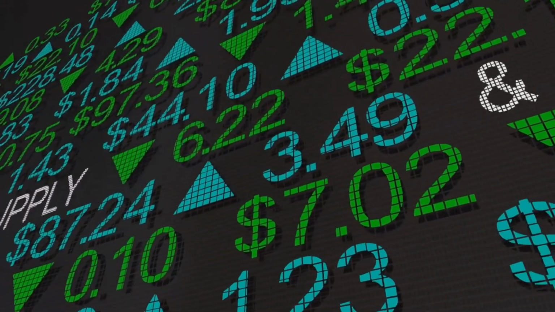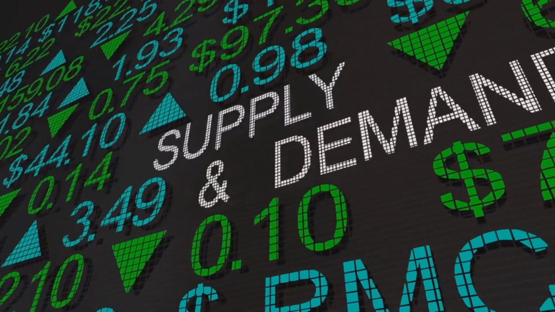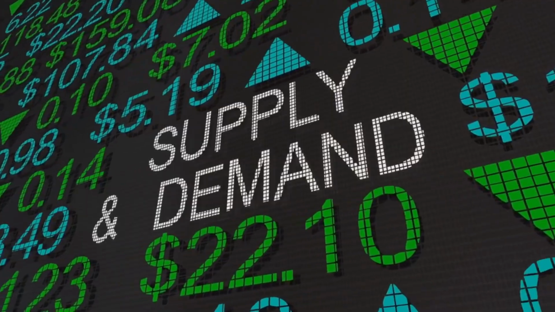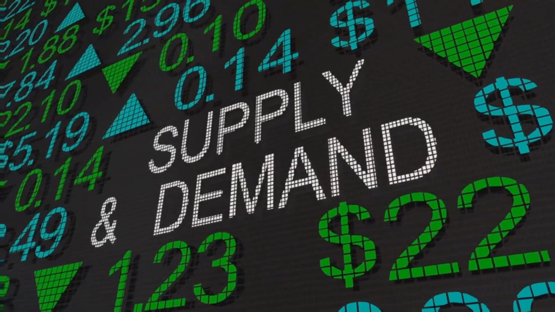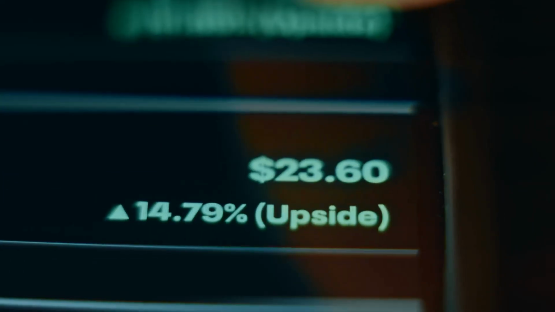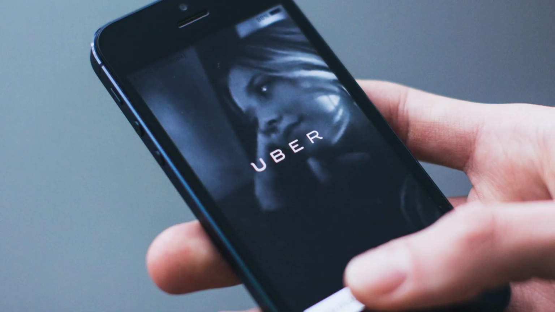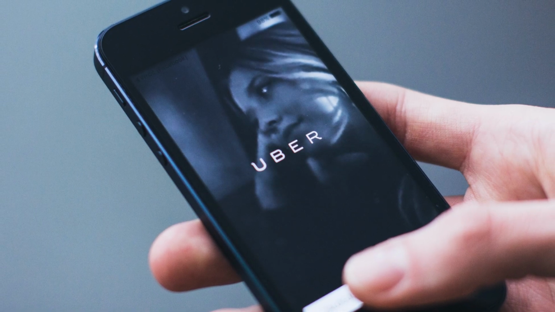The most foundational concept in microeconomics is supply and demand. When demand for a product rises, say, everyone suddenly wants electric vehicles, and supply stays limited, prices go up. When supply increases faster than demand, like when new factories open, prices fall. This simple relationship governs nearly every price you see in the market.